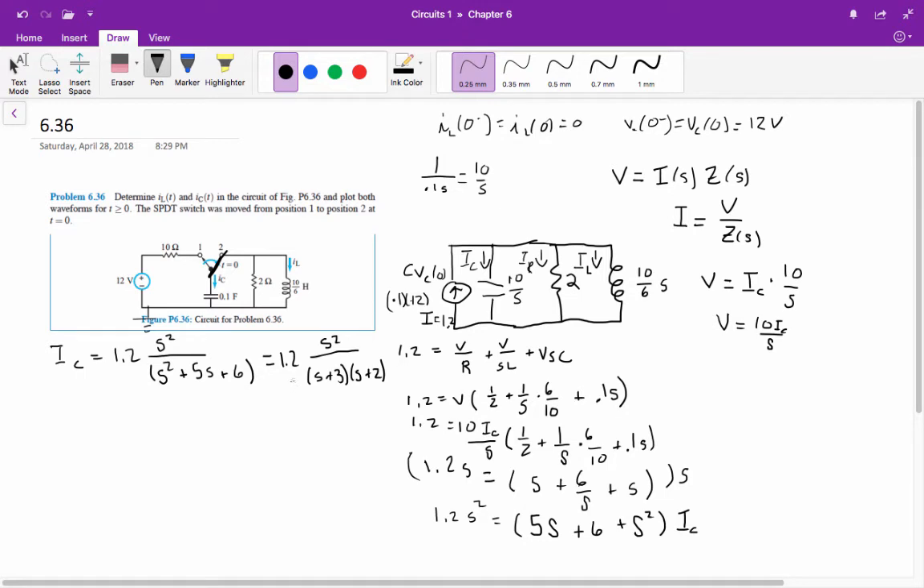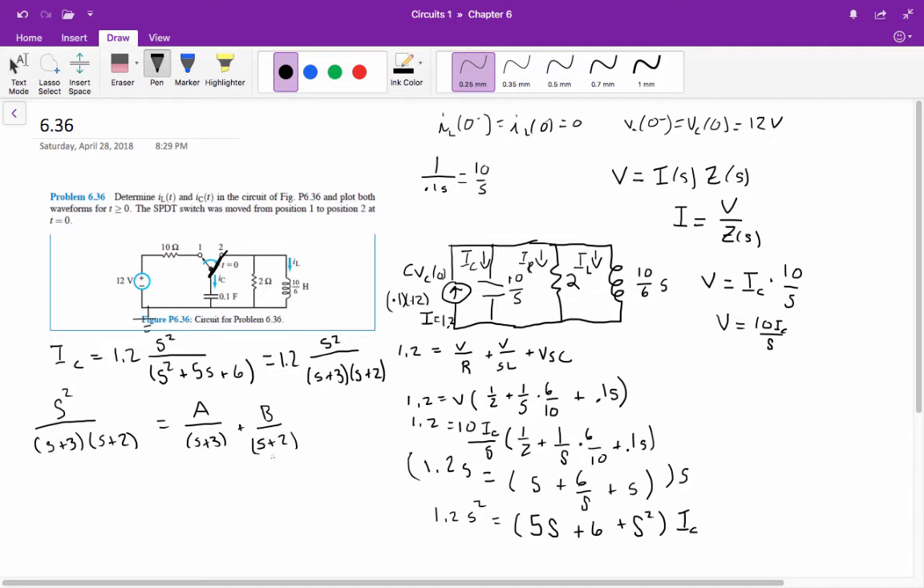So now we need to do partial fractions. Let's see, I messed up somewhere. No, I think it's my notes that are wrong. So we need to transform or change this using partial fractions. So s squared over s plus 3 times s plus 2 equals a over s plus 3 plus b over s plus 2.